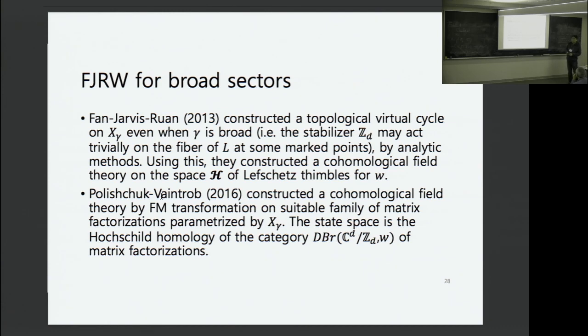Fan, Jarvis, and Ruan constructed the cohomological field theory for LG models by using analysis. And Polishchuk-Vaintrob used matrix factorization and the Fourier-Mukai transform to construct the cohomological field theory. The Hilbert space for FJRW theory is the space of Lefschetz thimbles. The Hilbert space for Polishchuk-Vaintrob is the Hochschild homology of the category of matrix factorizations. They are isomorphic canonically. What we are trying to do is to give a construction of the cohomological field theory by cosection localization.